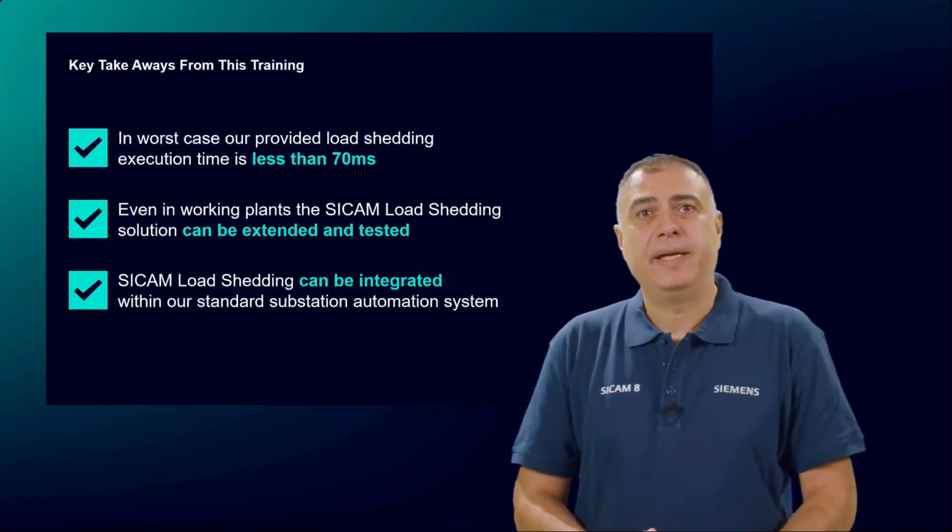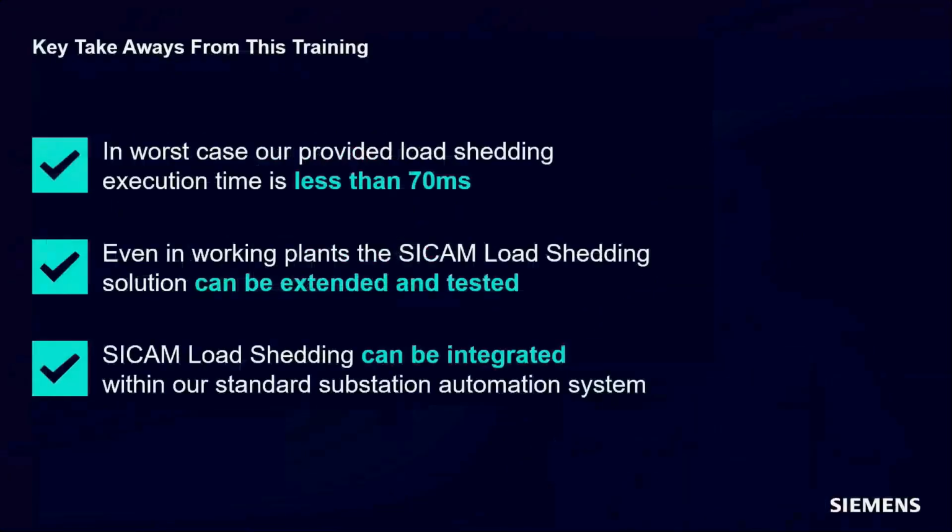So, key takeaways of this training. SICAM generation control is a secondary control system, as already mentioned at the beginning, to control governors and AVR. It can be integrated within our standard substation automation system.